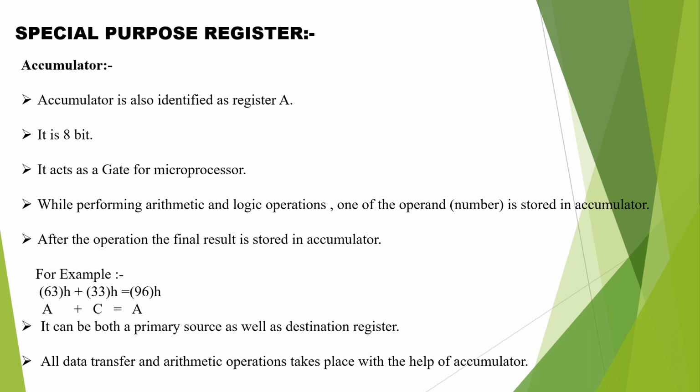So here the main programmable registers are A, B, C, D, E, H and L. Okay, these are the 7 main programmable registers. So we are going to use these 7 main programmable registers and their register pairs to perform the programming part in the 8085 microprocessor.